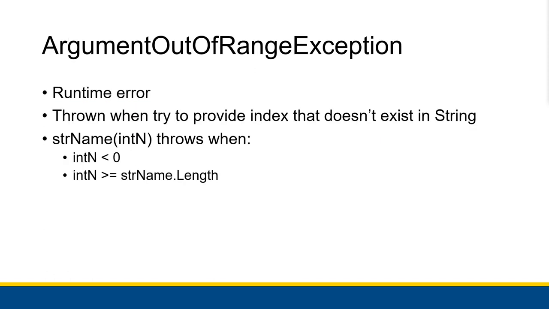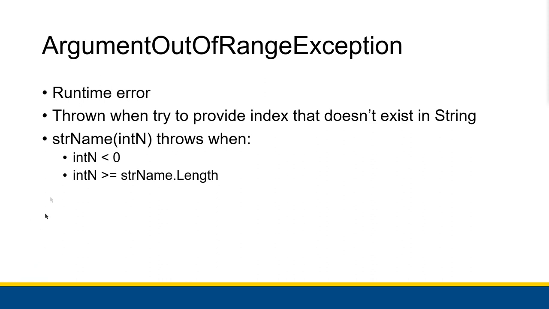So I mentioned this before, but an argument out of range exception is a runtime error. It is thrown when you try to provide an index that doesn't exist in the string. And it also doesn't exist for other types of arrays as well, but it's relevant for strings for this video. So when you give an index that doesn't exist in a particular string, you get an argument out of range exception thrown, and then your program crashes.